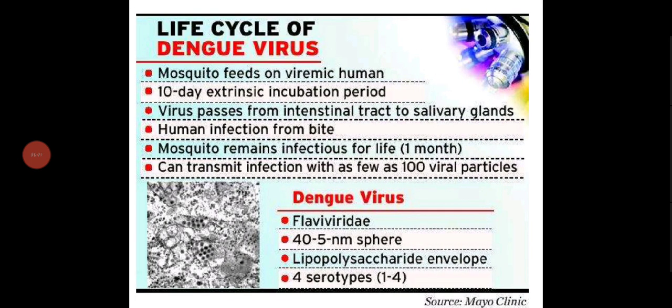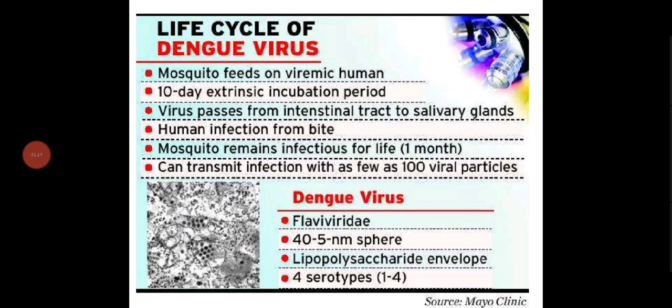So what is the life cycle of dengue virus? The mosquito feeds on a viremic human. After a 10-day extrinsic incubation period, the virus passes from the intestinal tract to the salivary gland. Human infection occurs from the bite; when the mosquito bites, he will get infection. The mosquito remains infectious for life, that is 1 month. It can transmit infection with as few as 100 viral particles.